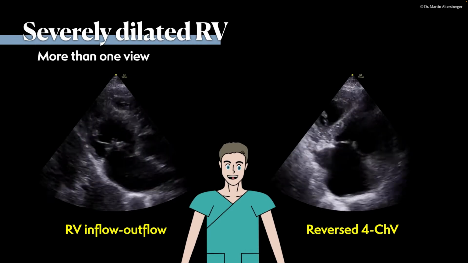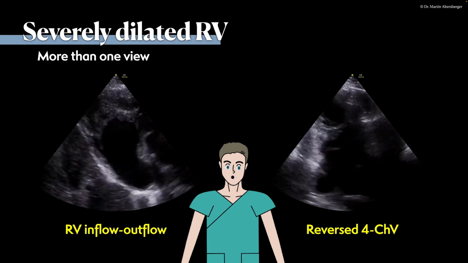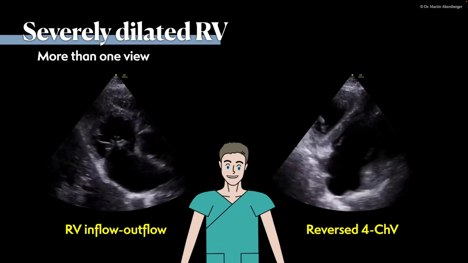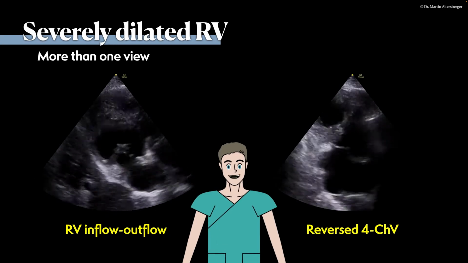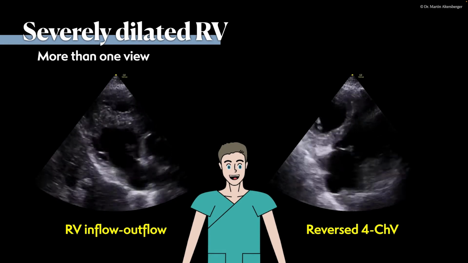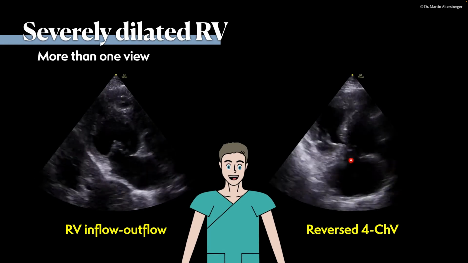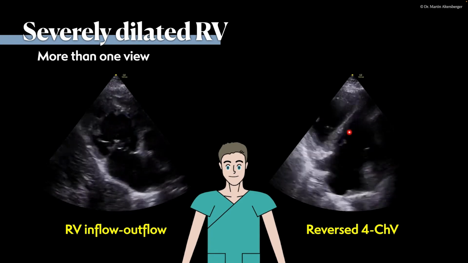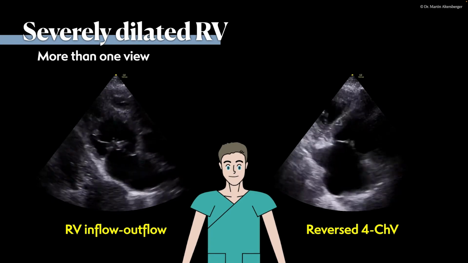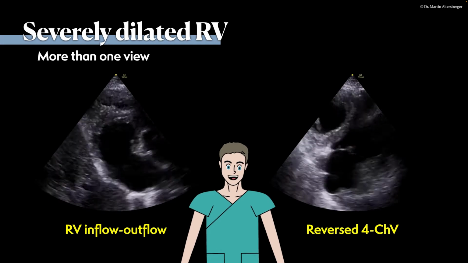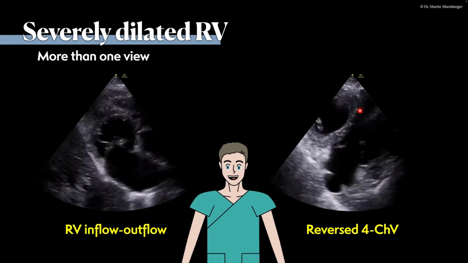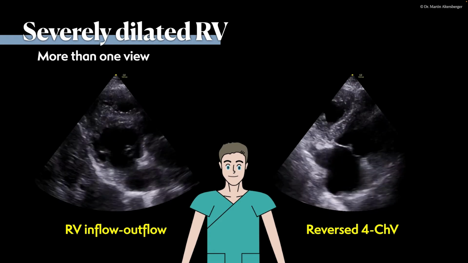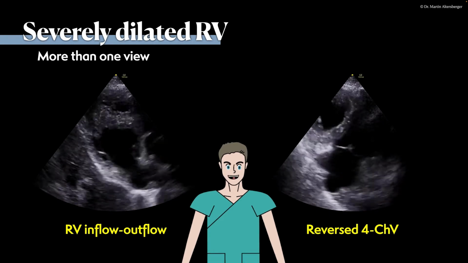In this reversed 4-chamber view, we simply over-rotated, so the marker now does not point laterally to the left side of the patient, but almost to the right side. And we see again that the right atrium is severely dilated, the right ventricle as well. We also have this bouncing and shifting motion of the interventricular septum. In this case, you can even see a bit of the so-called D sign in this reversed 4-chamber view.